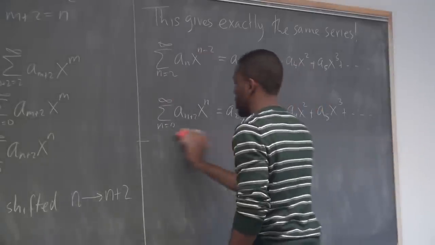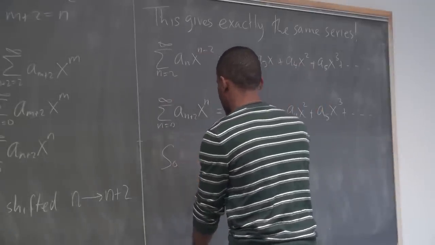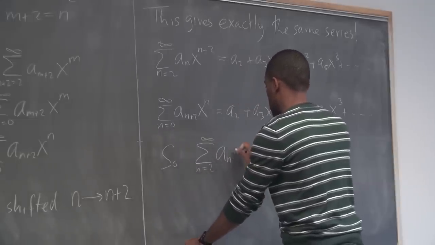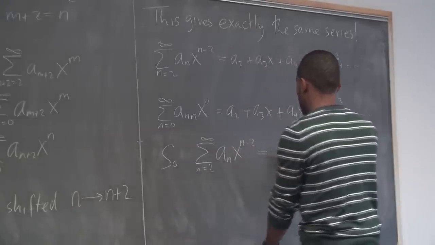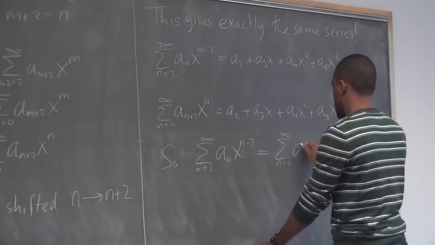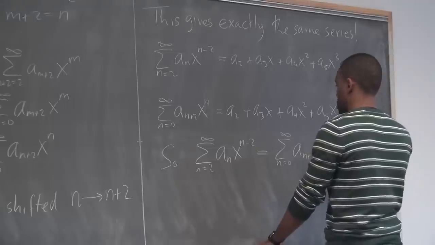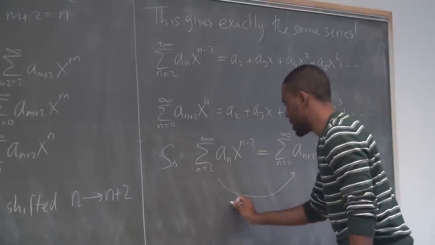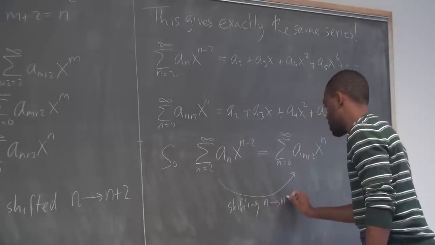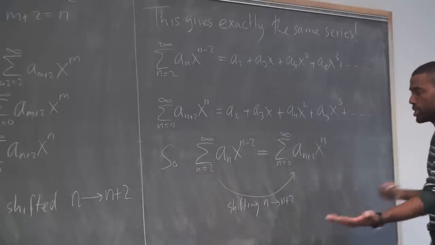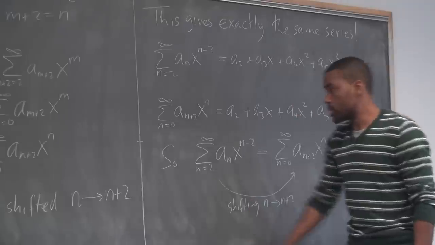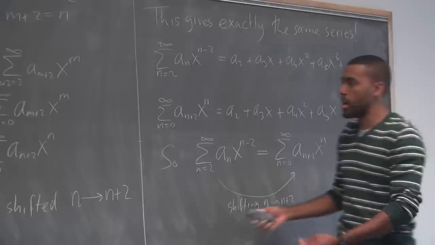Let me just emphasize the equality. So, this is just obtained by shifting n to n plus 2. Right? And you can shift to n plus anything or n minus anything, and you'll maintain the same series, just written in a different form, which is often very convenient for combining several series together.